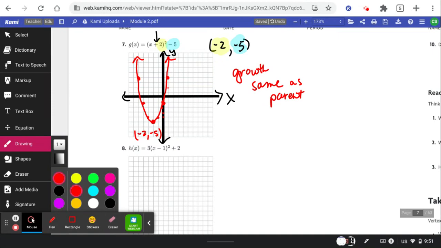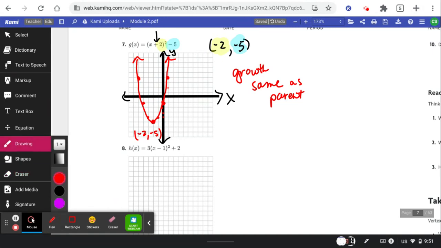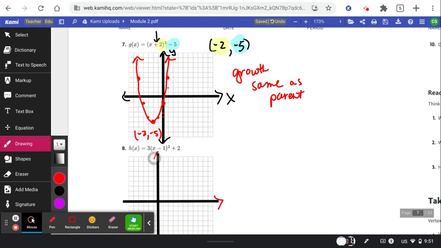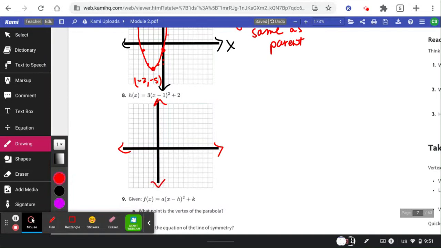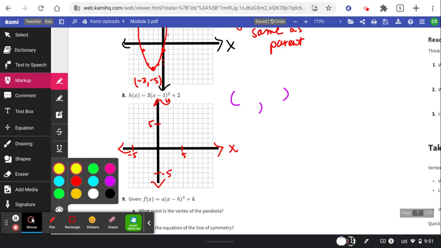All right, last graph number 8. Grab that ruler and go put that axis on there. All right, see if you can identify the vertex this time that's staring at us right here.